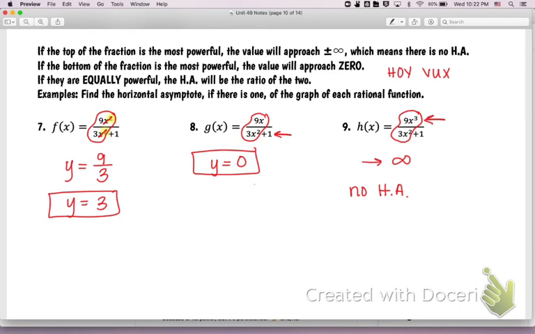So that's really what I want you to practice today: your vertical asymptotes, your domain, your horizontal asymptotes. When I see you next time, we'll work on actually putting these on the graph.